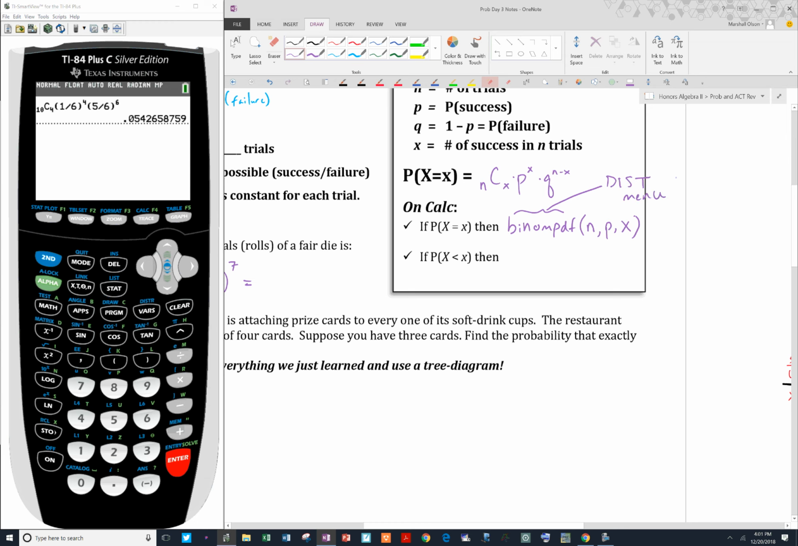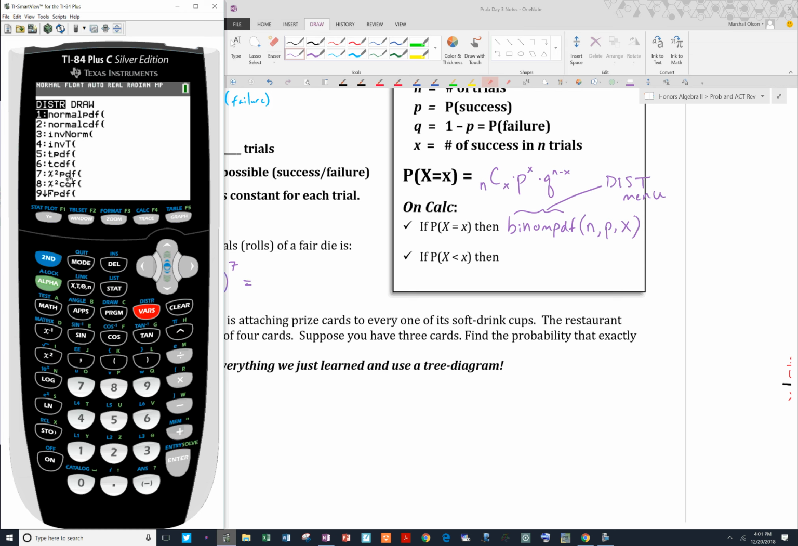The distribution menu is right above the variables button. So you want to hit second vars. And this takes you to all these fun distributions here. We want the one called binomial PDF if we're looking for an exact. There it is right there. Went past it. There it is. We want to hit enter on that one.